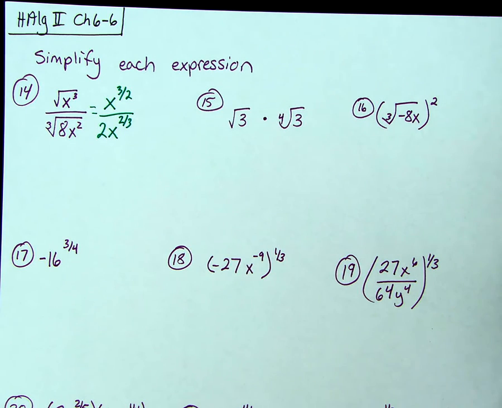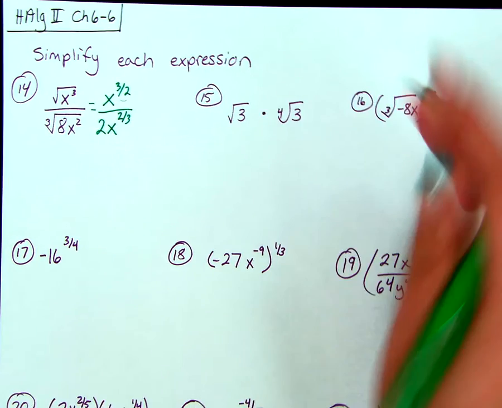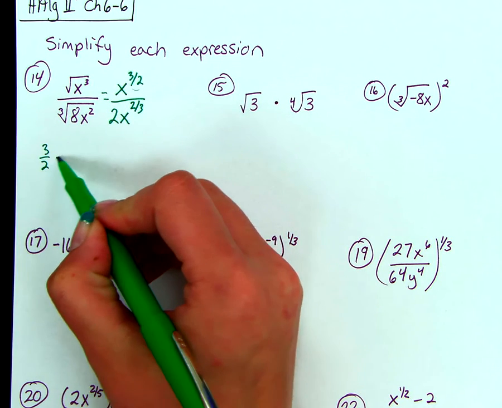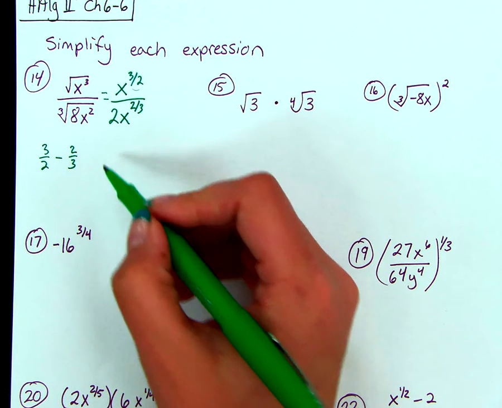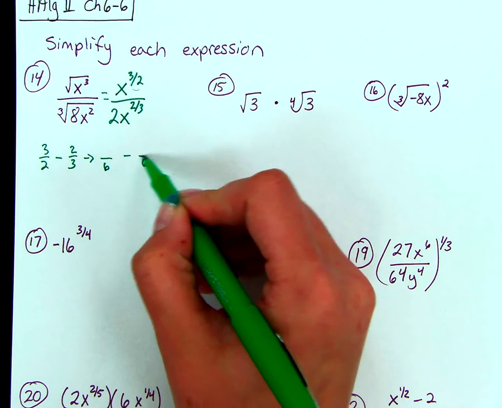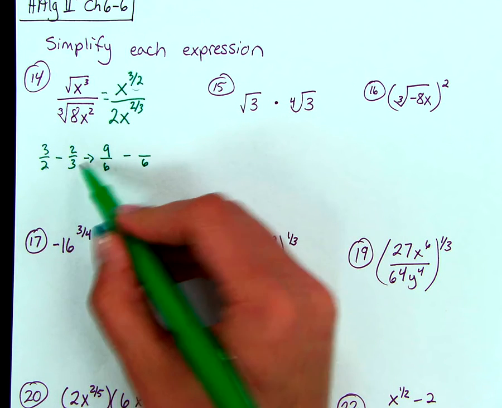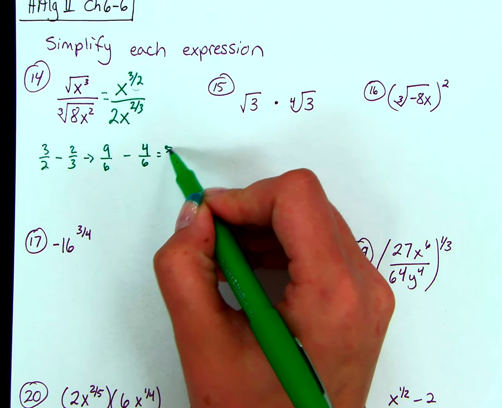So again, what that means is I can use my exponent rules to continue to simplify. So we can take 3/2 minus 2/3. So if we do a little bit of side work, 3/2 minus 2/3, we would need a common denominator. So our common denominator would be 6. So this one we would have 9/6, and that one would become 4/6.